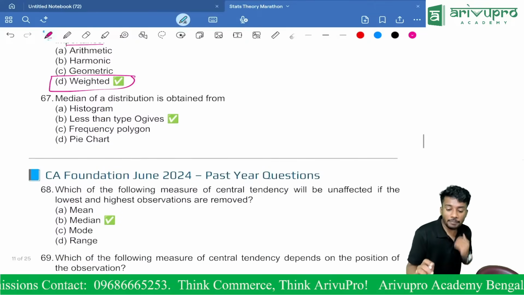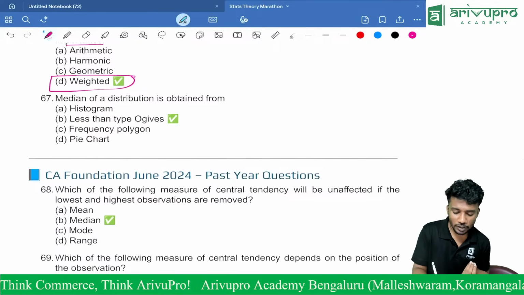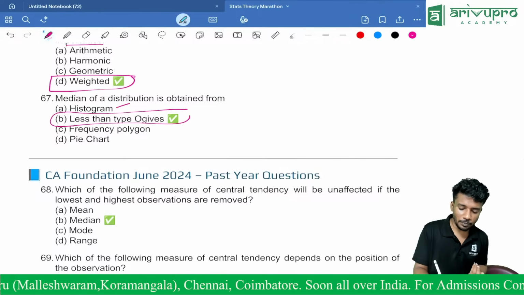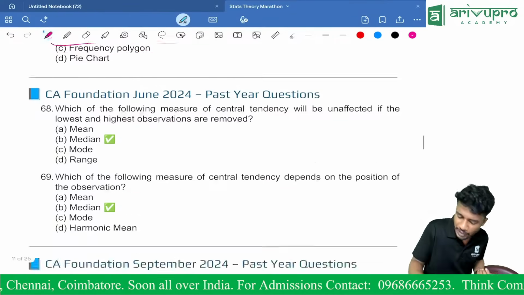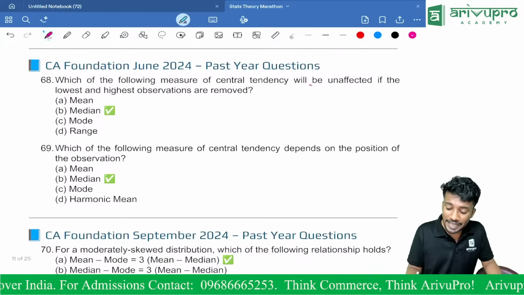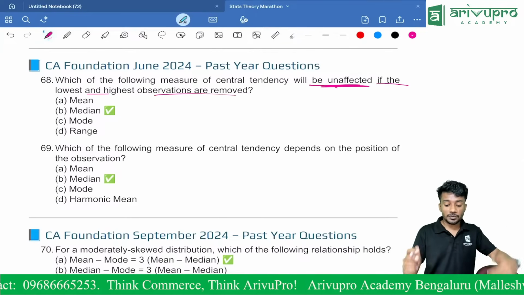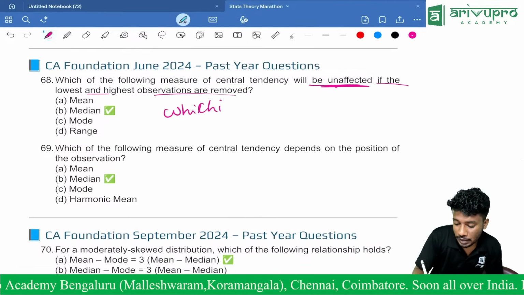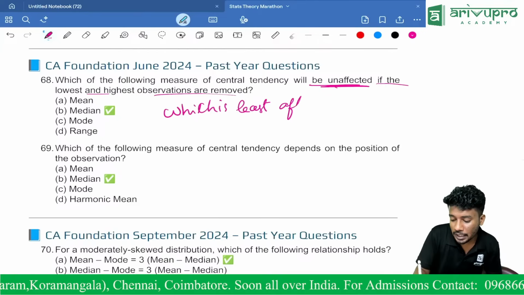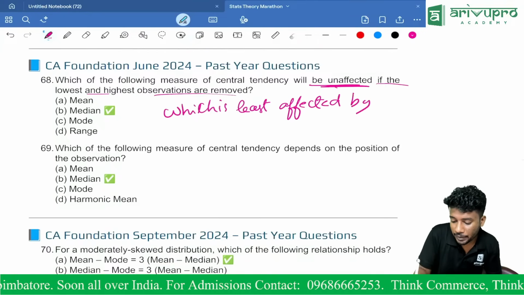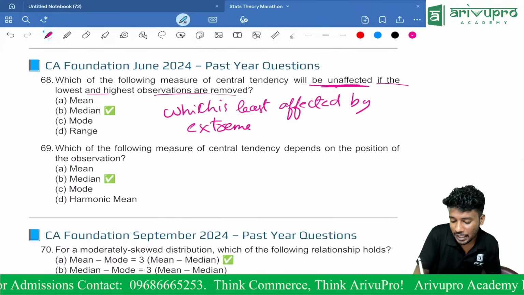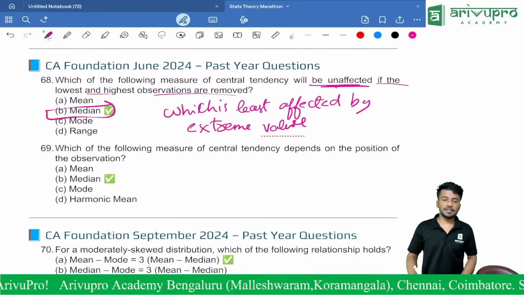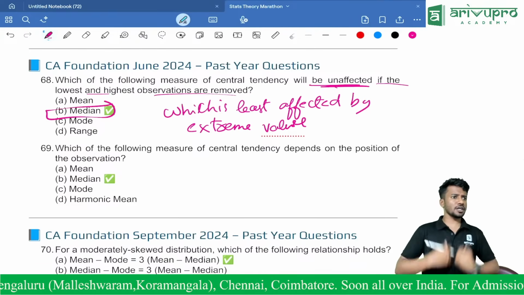Then the median of a distribution is obtained from the less than type of ogive. That is the only thing given over here. That's why less than type of ogive. Histogram is for mode. Then which of the following measures of central tendency will be unaffected if the lowest and highest observations are removed? What is least affected by extreme values? The median is least affected by extreme values. Why? Because the median is the middle value.